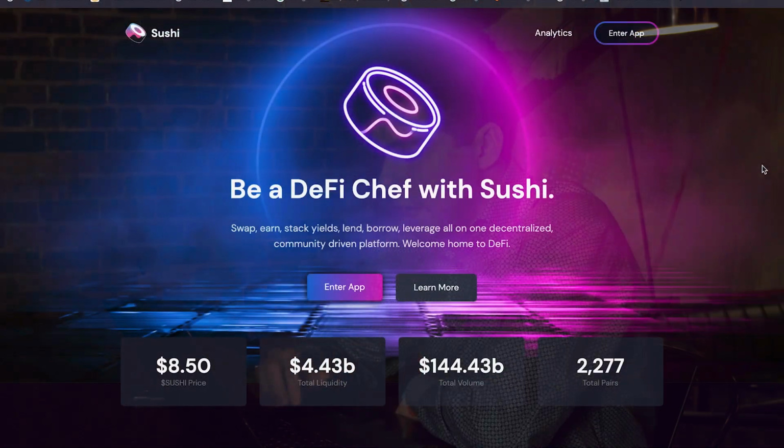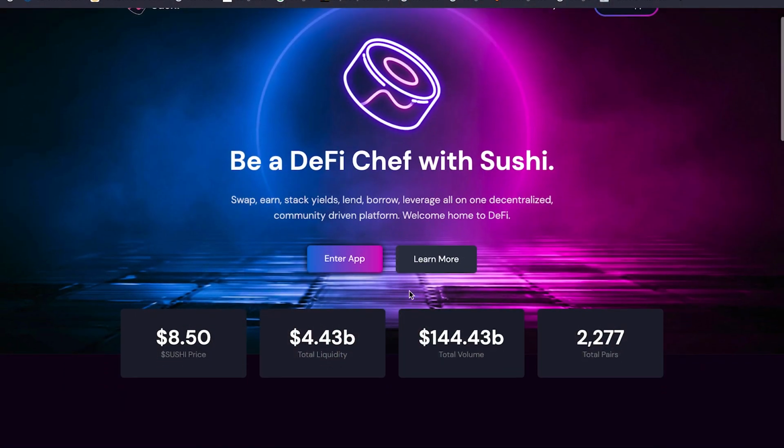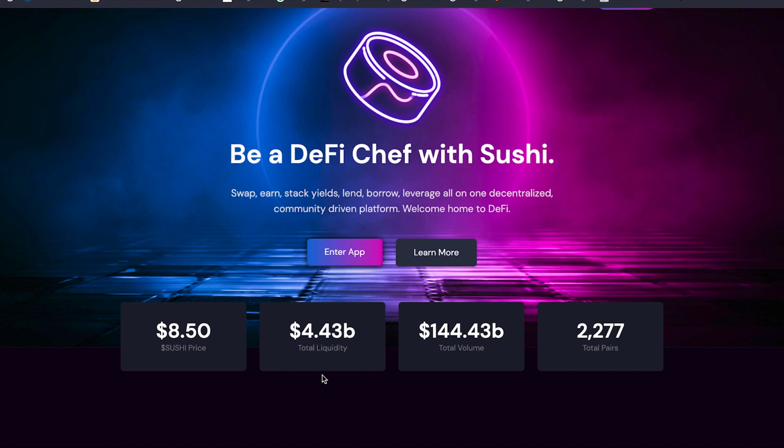So let's head over to the computer. Okay, so here we are at SushiSwap. This is what the interface looks like. As you can see, SushiSwap has their own native token, Sushi. It's at $8.50. That doesn't really matter right now. This is one of the largest decentralized exchanges out there.